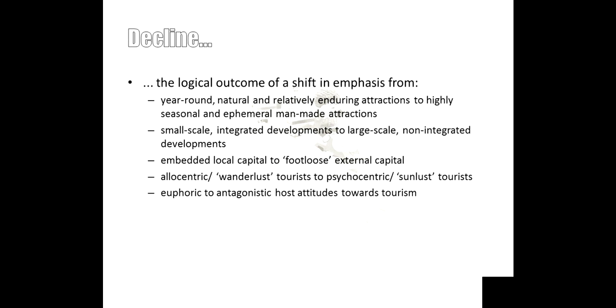The cycle reflects product and market changes over many years, from year-round, natural, and relatively enduring attractions to highly seasonal and ephemeral man-made attractions, from small-scale integrated developments to large-scale non-integrated developments, from embedded local capital to footloose external capital, from allocentric or wanderlust tourists to psychocentric or sunlust tourists, and from euphoric to antagonistic attitudes towards tourism on the part of hosts.